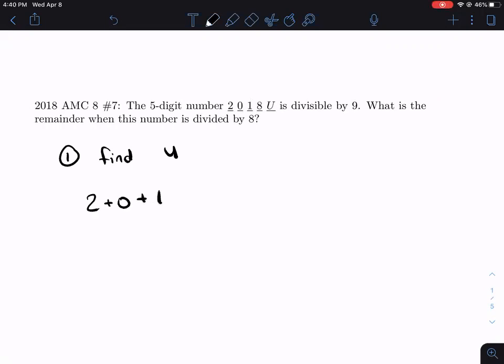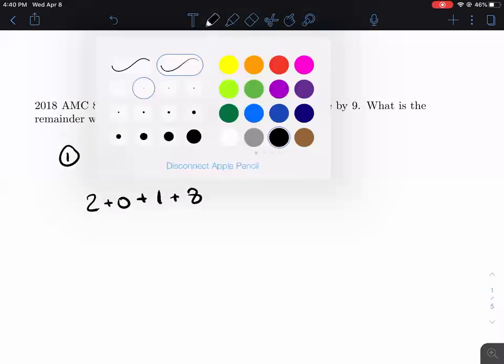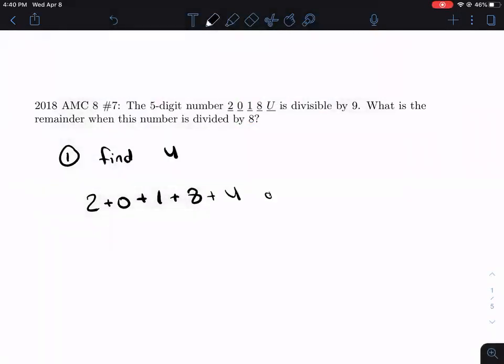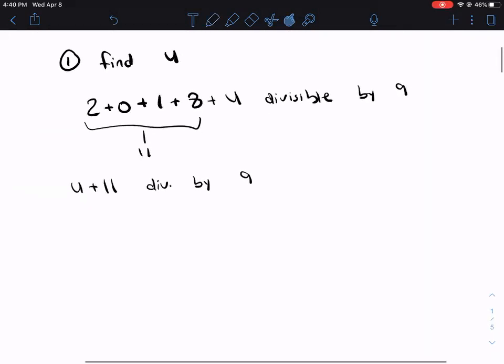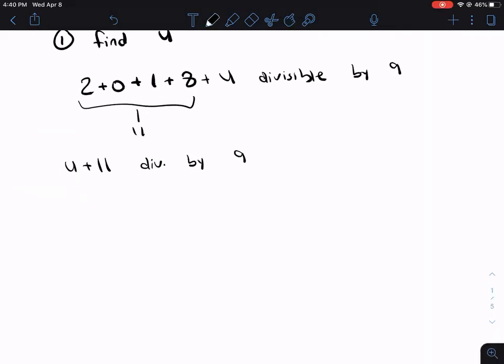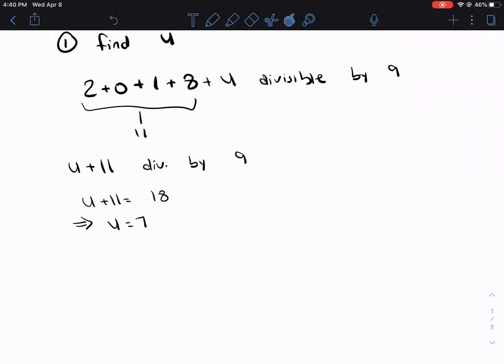So it's 2 plus 0 plus 1 plus 9, that's 12, plus u is divisible by 9. And you're given this, so you realize that these add to 11. So u plus 11 is divisible by 9. So the factor of 9 around this is just u plus 11 equals 18, which implies u equals 7. Okay, so we found u now.